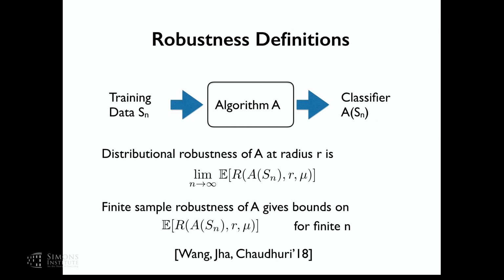Okay. And with these, now we can talk about algorithms and robustness of algorithms. Let's say you have a training data set S sub n, which feeds into an algorithm A, and what comes out is a classifier A of S sub n. Then the distributional robustness of this algorithm A at radius r is the robustness of A of S sub n, the classifier produced by this algorithm at radius r with respect to mu. Remember, mu was our underlying distribution. We take the expectation of this as n goes to infinity. So as n goes to infinity, what happens to this robustness metric with respect to this distribution? We can also talk about finite sample robustness: basically, what happens to this expectation for finite n?